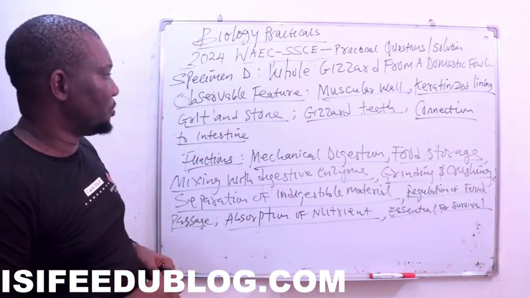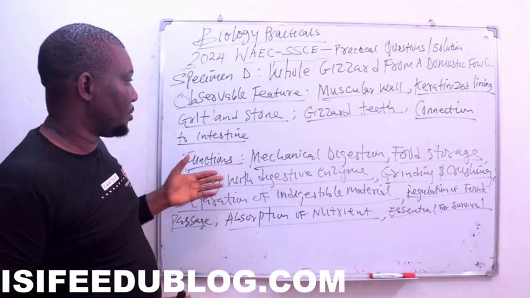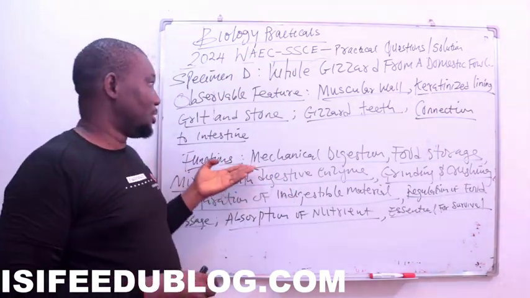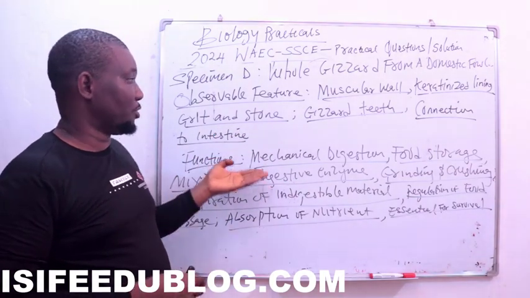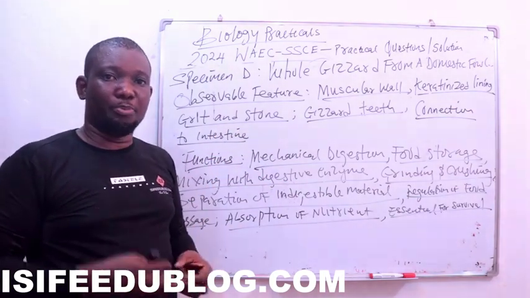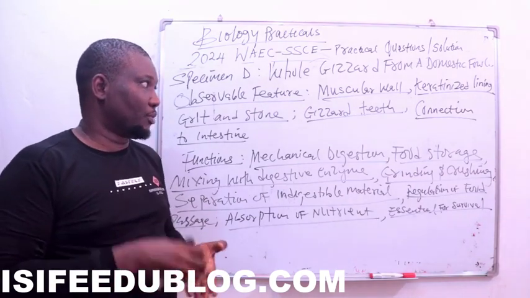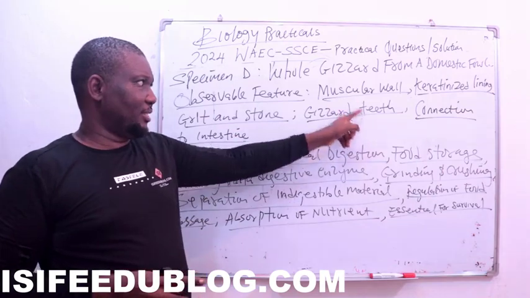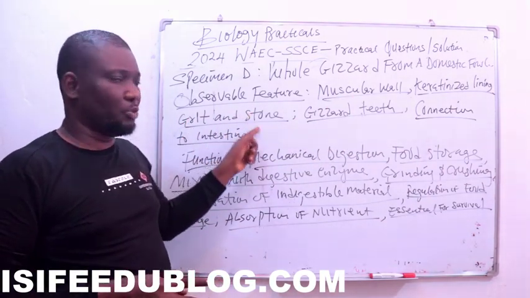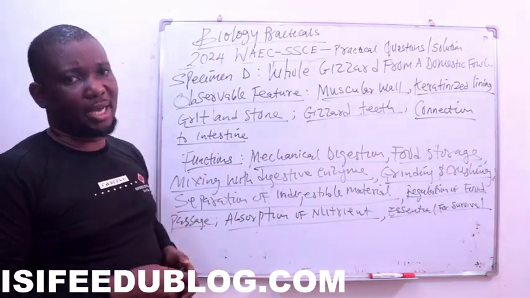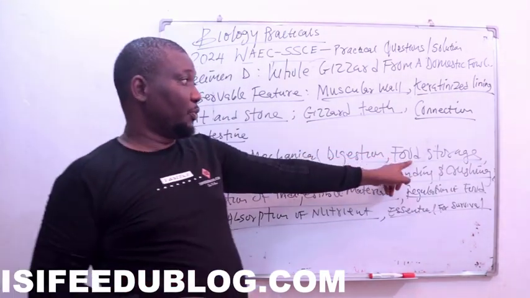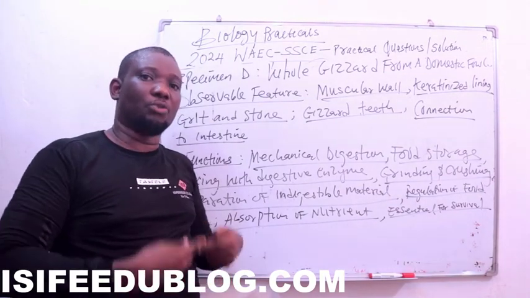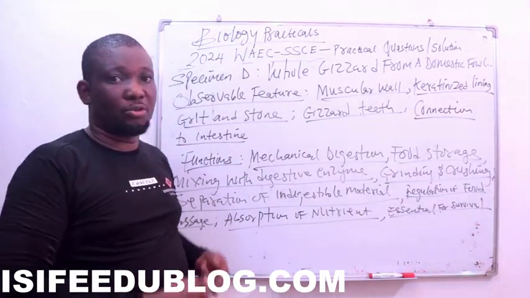Now let's look at the function of the gizzard. Mechanical digestion. This function is the grinding, the breakdown. So look at the parts that take part in breaking down: the gizzard teeth, the muscular wall, and the grit and stone. That helps in mechanical digestion. The food is stored temporarily in the gizzard in readiness for crushing, in readiness for grinding.